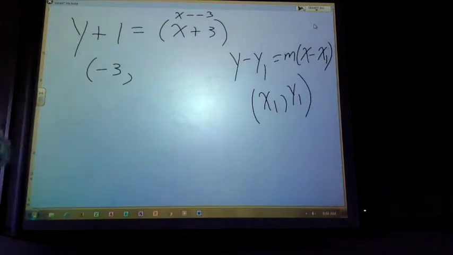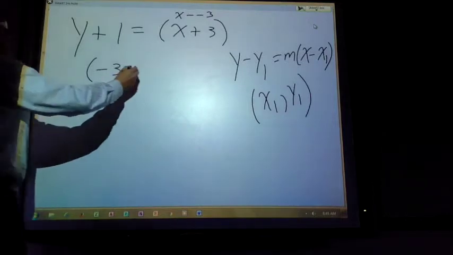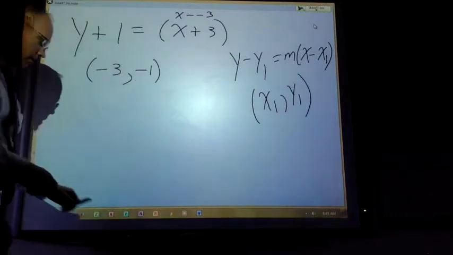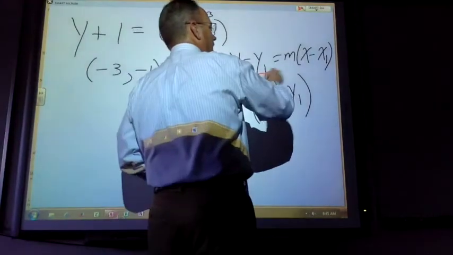What's the y component point? I like that, but same, huh? -1. Do you see why they're both negative? So these, see how that's negative and that's negative?